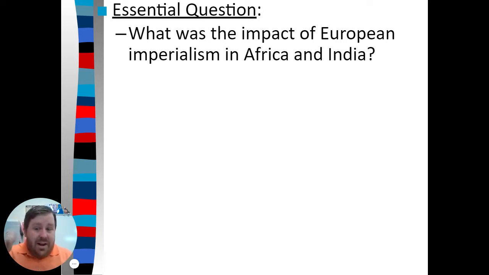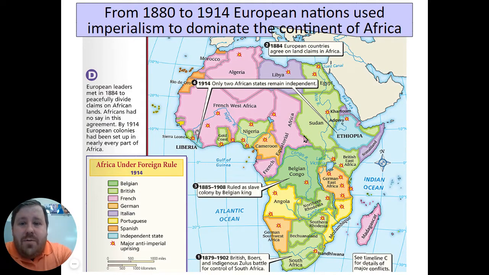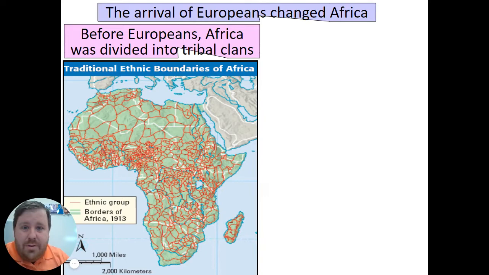Now, the United States does some imperialism too, as does Russia and Japan, which Russia is partially European. But we're going to focus on the European countries today. Okay. All right. So from 1880 to 1914, European nations used imperialism to dominate the continent of Africa. So they take over all parts of Africa politically and economically, and bring all these countries into foreign rule. So we're going to talk about exactly how that happens.